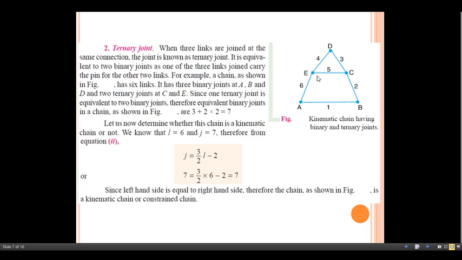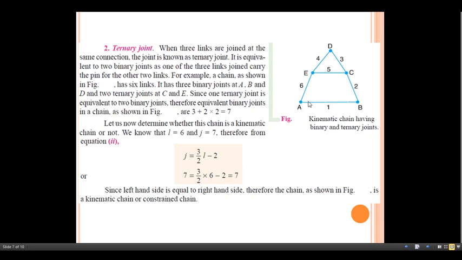Then let us look at this example. In this example, how many links do we have? Number 1 is here, second is here, third is here, fourth is here, and sixth is here. So the number of links is 6. It has three binary joints.